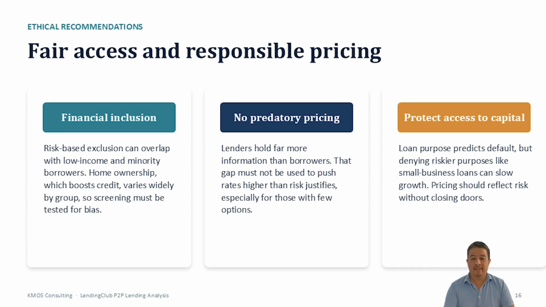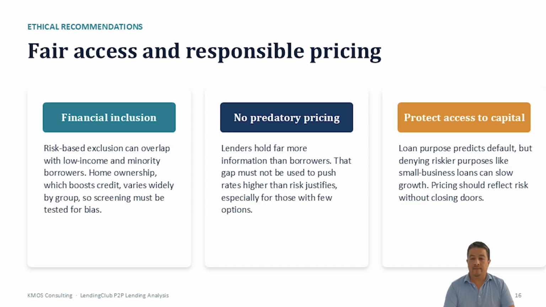Risk-based lending models can unintentionally reinforce existing inequalities if they rely on variables that are connected to income, geography, or homeownership. For example, homeownership can improve a borrower's credit profile, but homeownership rates are not equally distributed across all groups. Because of that, lenders should test models for bias and make sure that risk prediction does not unfairly exclude certain borrowers. The second ethical issue is predatory pricing.